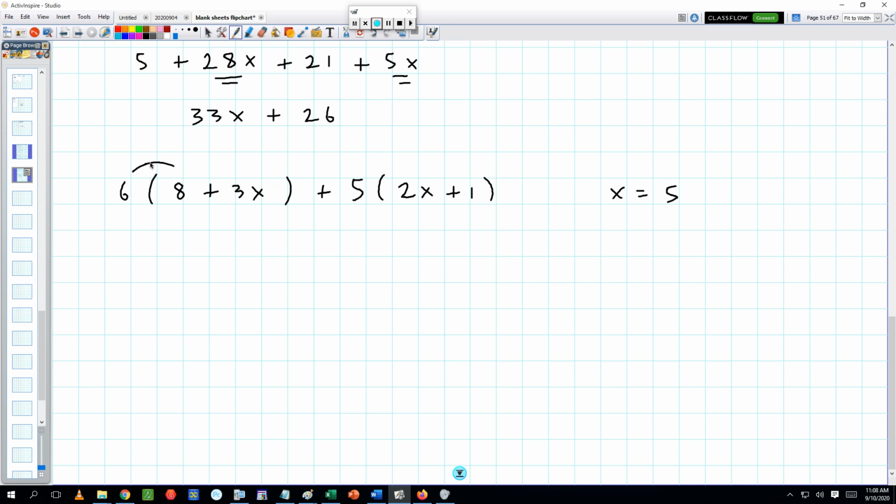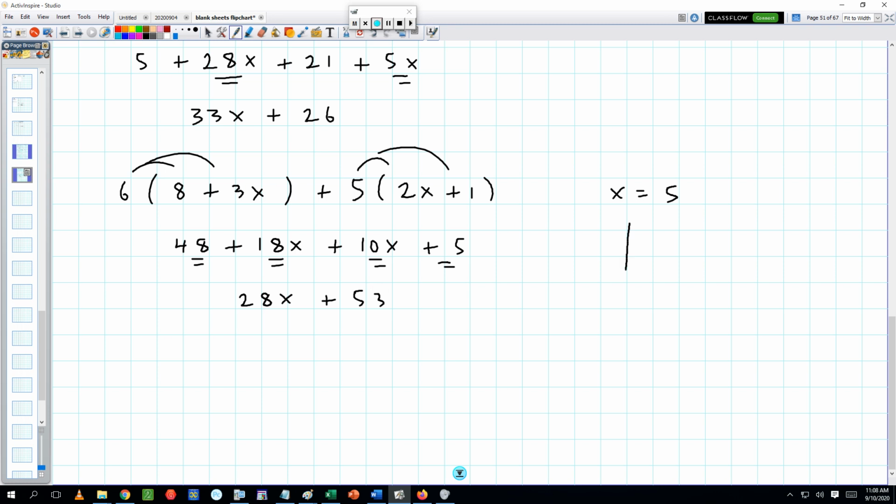I'm going to distribute. 6 times the 8, 48. 6 times the 3x, 6 times 3 is 18, 18x. I'm going to distribute the 5. 5 times 2x, 5 times 2 is 10, 10x. 5 times the 1 is 5. Let me clean this up, simplify. 18x, 10x, 28x. 48 and 5 is 53.